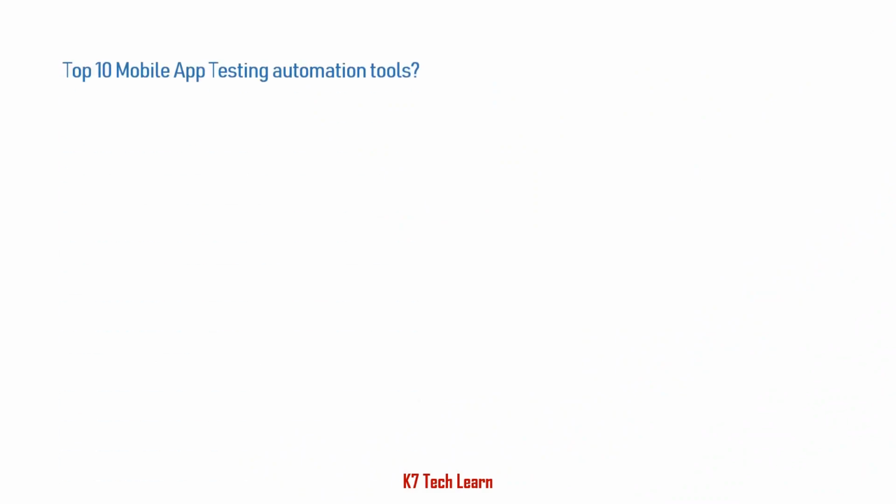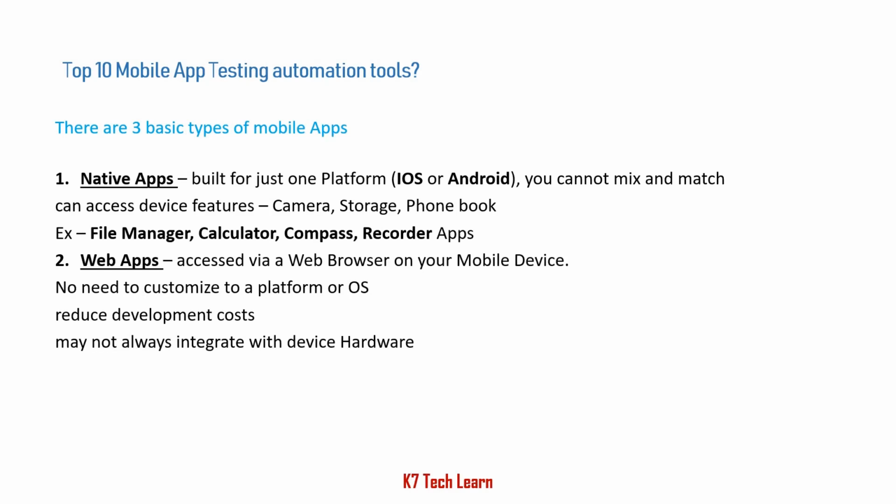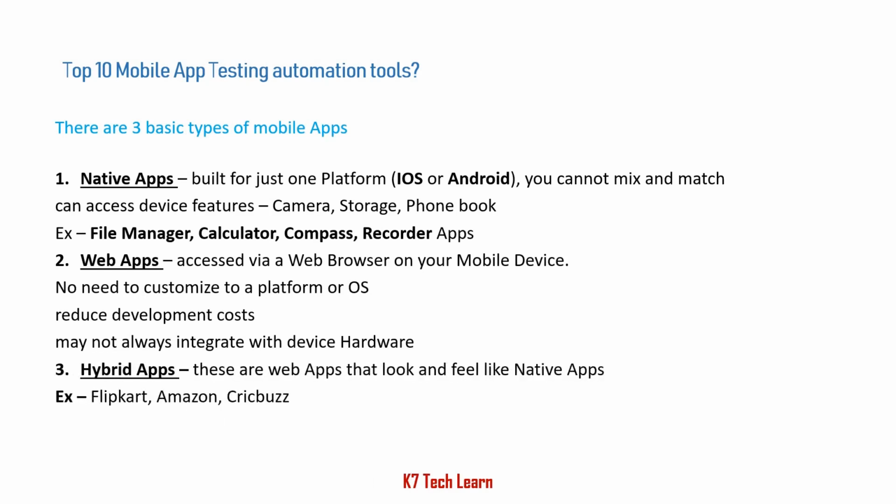Let's move to the next topic. Top 10 mobile app testing automation tools. Before we see top 10 mobile app testing automation tools, let's discuss three basic types of mobile apps. One is native apps, second one is web apps, and third one is hybrid apps.